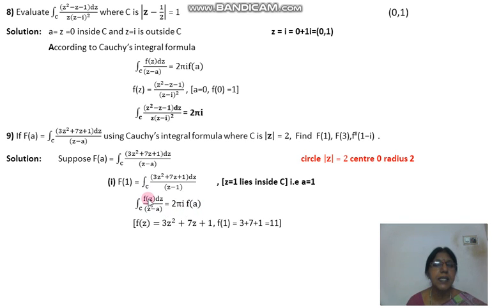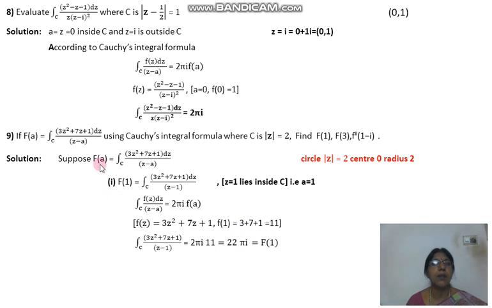What is f of z? F of z is 3z square plus 7z plus 1. Here f of a means we have to find f of 1. This is f of z, so what is f of 1? Small f of 1 means 3 into 1 plus 7 plus 1, which is 11. Now by this formula this integral value is equal to 2 pi i into f of 1, that means 2 pi i into 11, which is 22 pi i. Now F of 1 is equal to 22 pi i. Okay ma, is it clear?